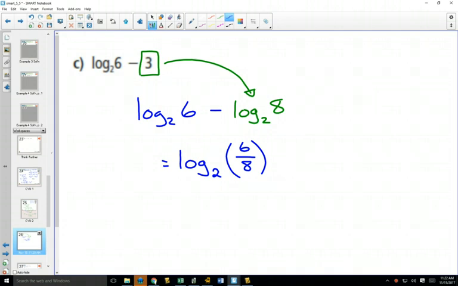So questions for this one, and I'll give you some time to work on these now. 5, 8, 11, and 18.